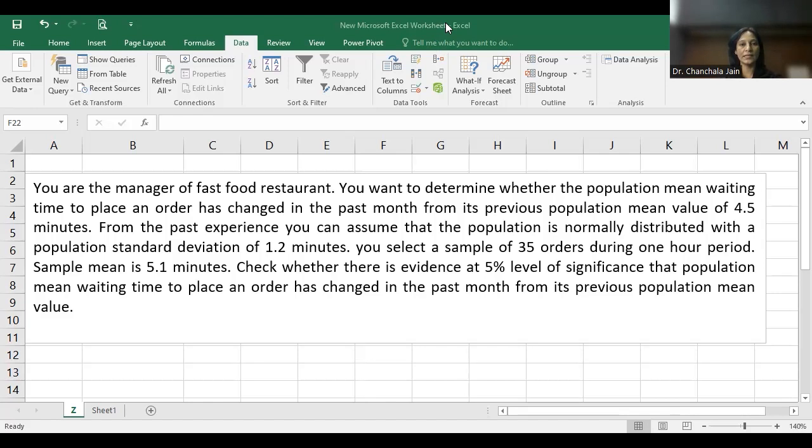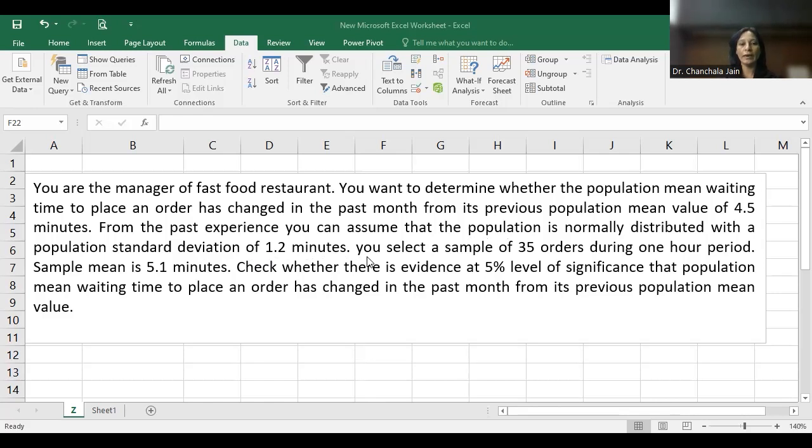Here we can understand this after looking at the data. We have a sample of 35 orders, that means the sample size N is greater than 30. Second, we have the population standard deviation, 1.2, and when we square it, it becomes the variance. So the population standard deviation is also known here. That way we have two things to identify whether we need to apply Z or T. After matching them with the standard parameters, we understand that here we need to apply Z-test.